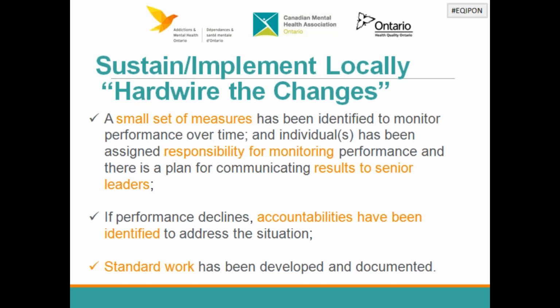If performance does decline, accountabilities have been identified to address the situation. So setting up a plan: who's going to be accountable? What are we going to do if we do start to see things slip? And what is our threshold to know if we start to see movement in our data points? Do we want to say, 2 months minimum we see a decline, 3 months minimum we see a decline, and then we take action?